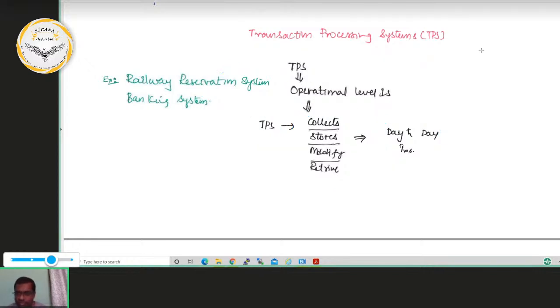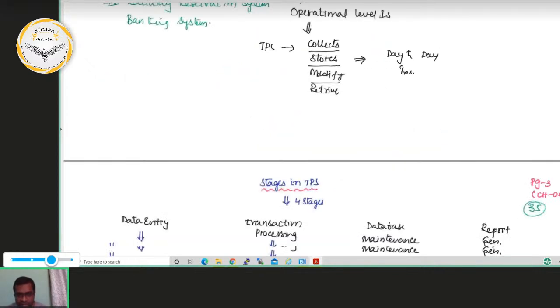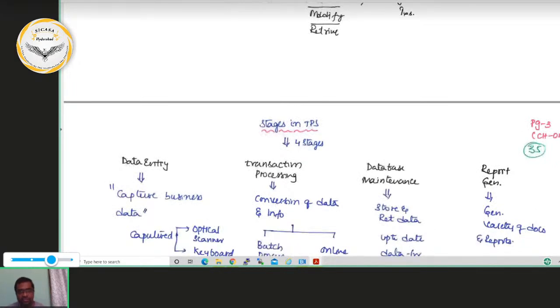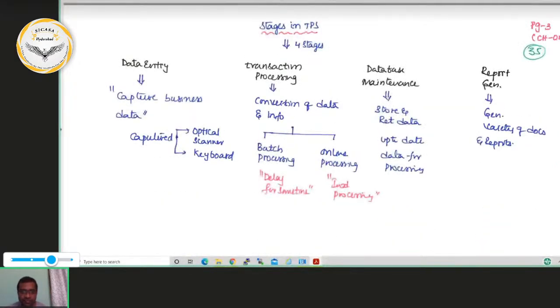You have a few topics in TPS itself. We'll study one after the other. We have 4 stages in TPS. First one is data entry. Second is transaction processing. Third one is database maintenance. Fourth one is report generation. So these are the 4 stages we have in TPS: data entry, transaction processing, database maintenance, and report generation.